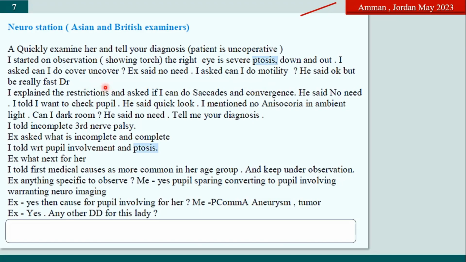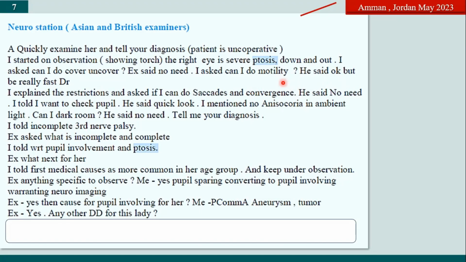And that's why the examiner said, no need, check the motility, because you have the suspicion of third nerve. So motility is the most important at this point. And that's why some advise to check motility before the cover and cover test. That's why the examiner agreed and said, okay, check motility. And I guess she found limitation in the direction of action of the muscles supplied by the third nerve.